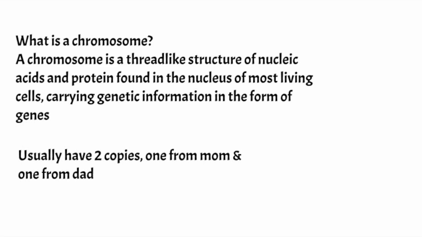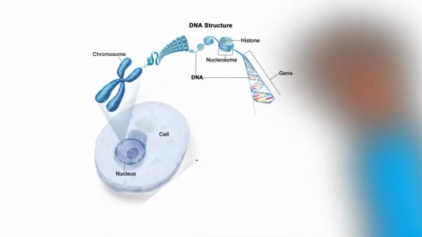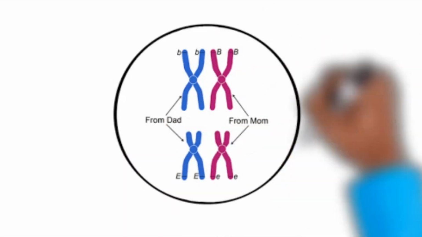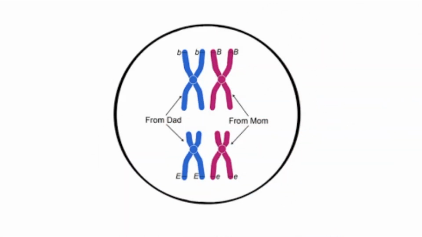And usually we have 2 copies, one from the mother and one from the father. And these genes in the form of our DNA wrap up continuously, and they all congeal to form chromosomes so that they can fit into the nucleus. So a chromosome is practically an accumulation of all our genes, one gotten from the dad, like I mentioned, and one gotten from the mom, all stored within the nucleus of each cell.